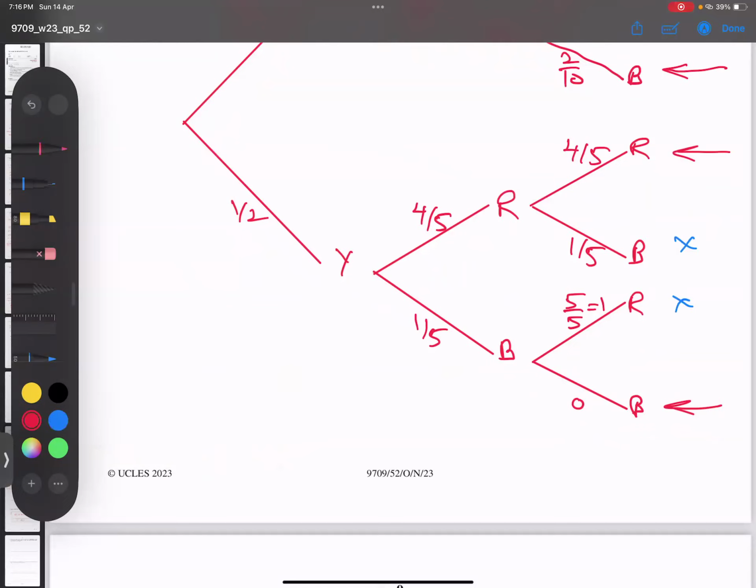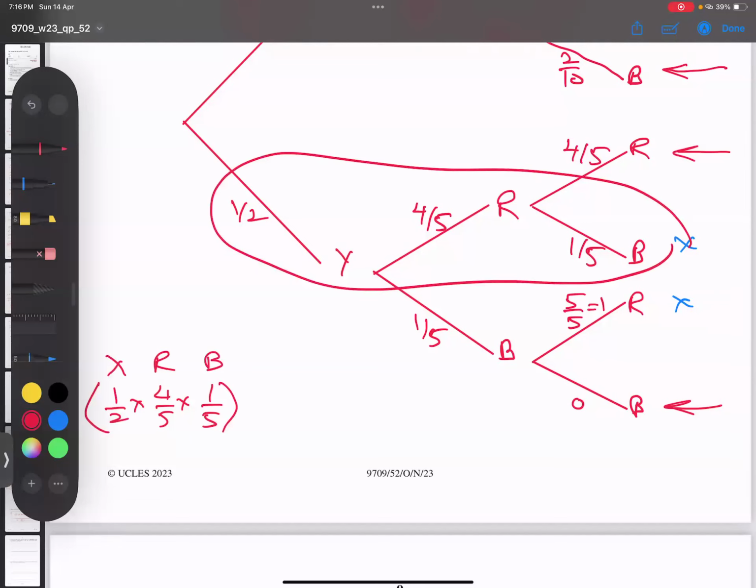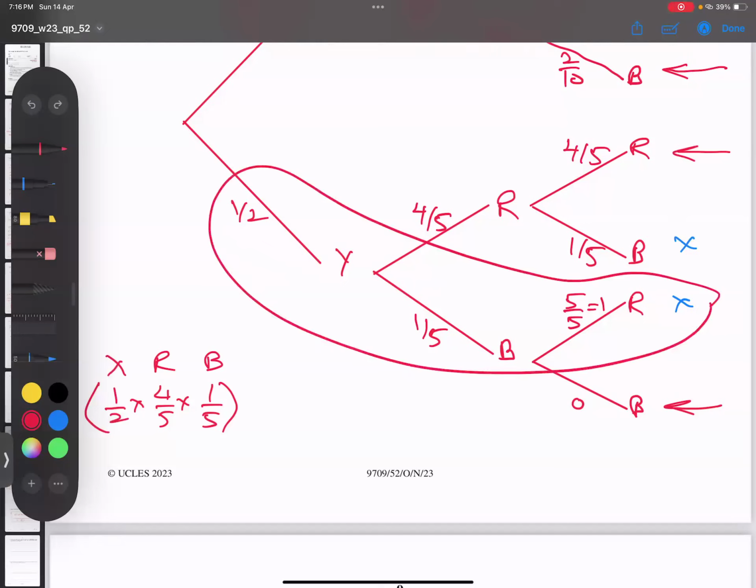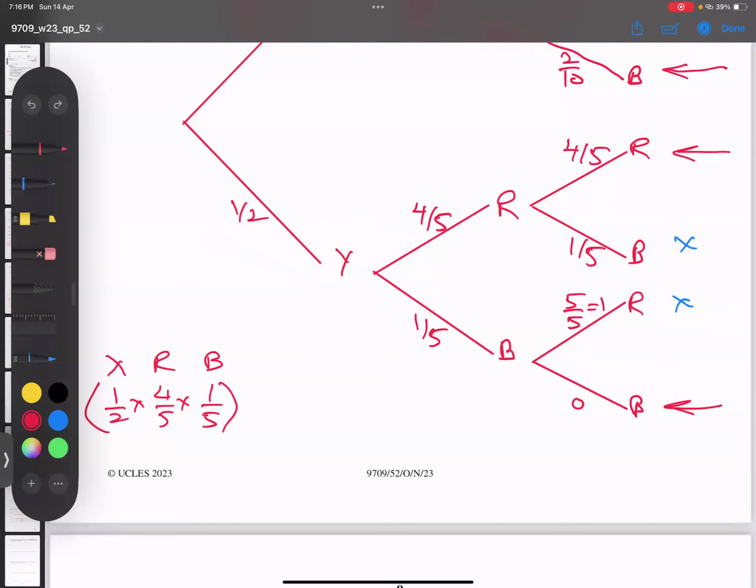And I'm writing it now here. So let's start. Half into 4/5 into 1/5, X, red and blue. That's done. This branch I have taken. Now I will take this branch. And I believe you got understanding.